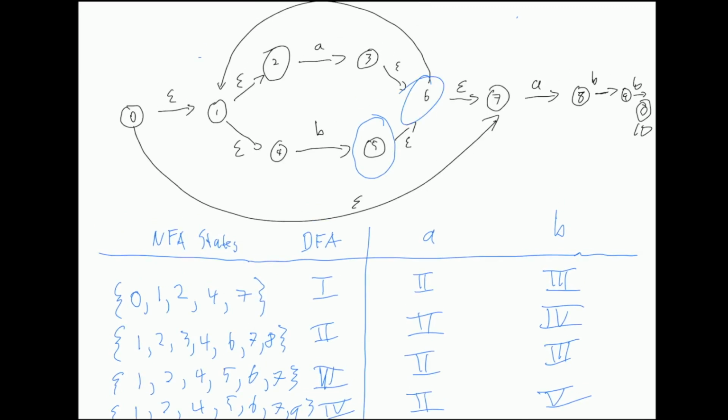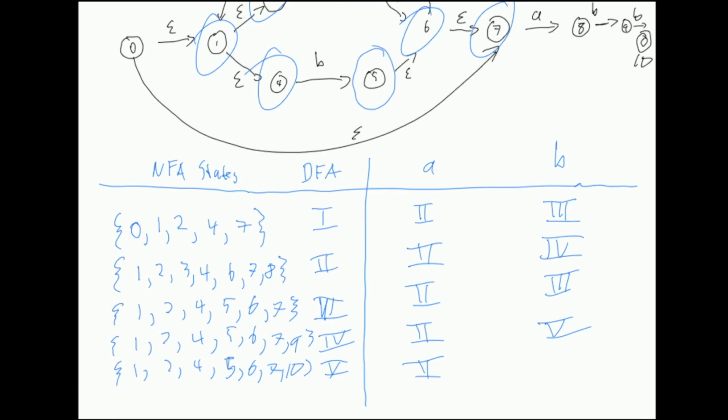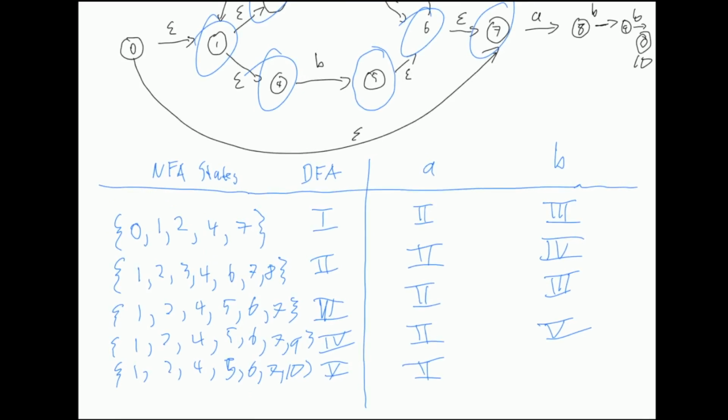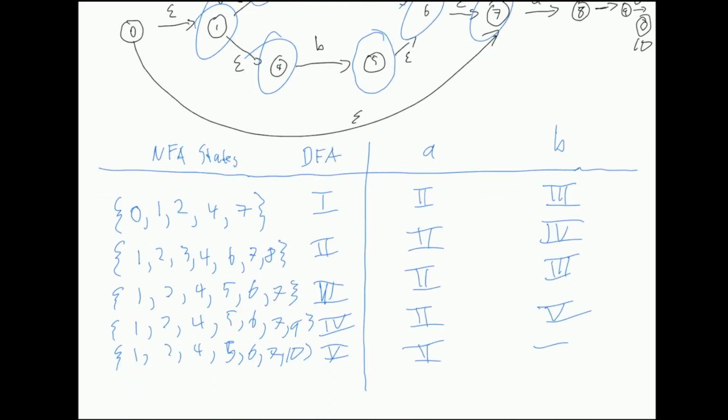So the closure of this is here: 1, 2, 4, 5, 6, 7. And that set state is here: 1, 2, 4, 5, 6, 7. So we've seen that subset of states before, and that's Roman numeral 3.